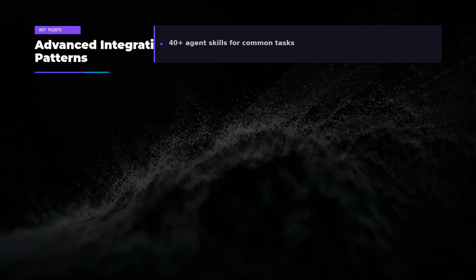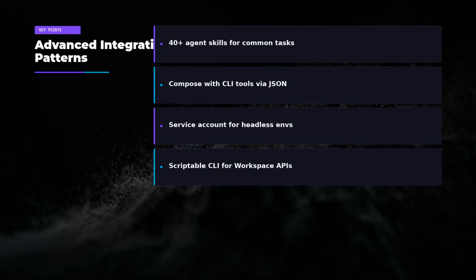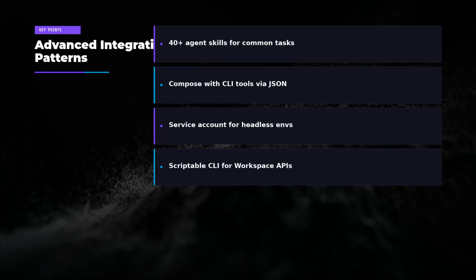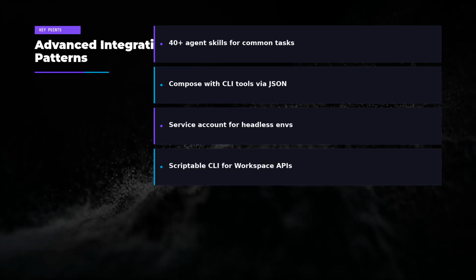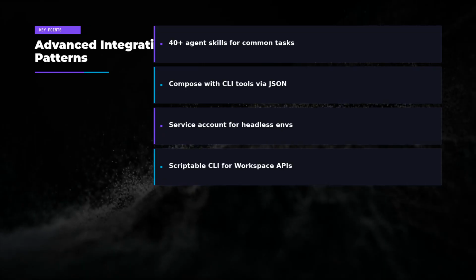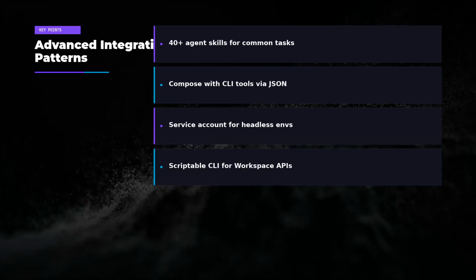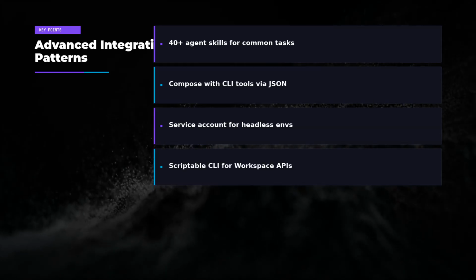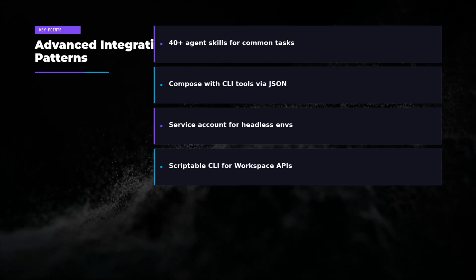For developers who want to push this further, there are several advanced patterns worth exploring. First, GWS ships with over 40 agent skills, which are pre-built workflows for common tasks like organizing drive folder hierarchies, managing Gmail labels and filters, or batch updating spreadsheet ranges. You can install these skills directly into Claude Code and other AI agent platforms, giving your agent specialized operational knowledge about Google Workspace best practices.